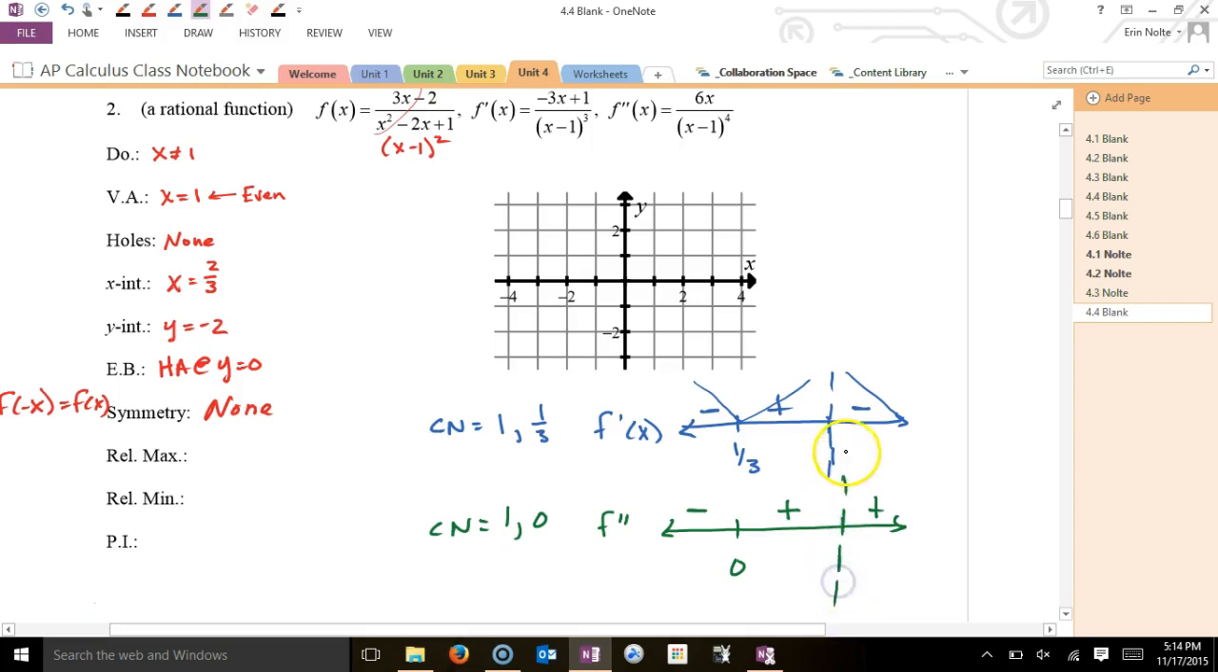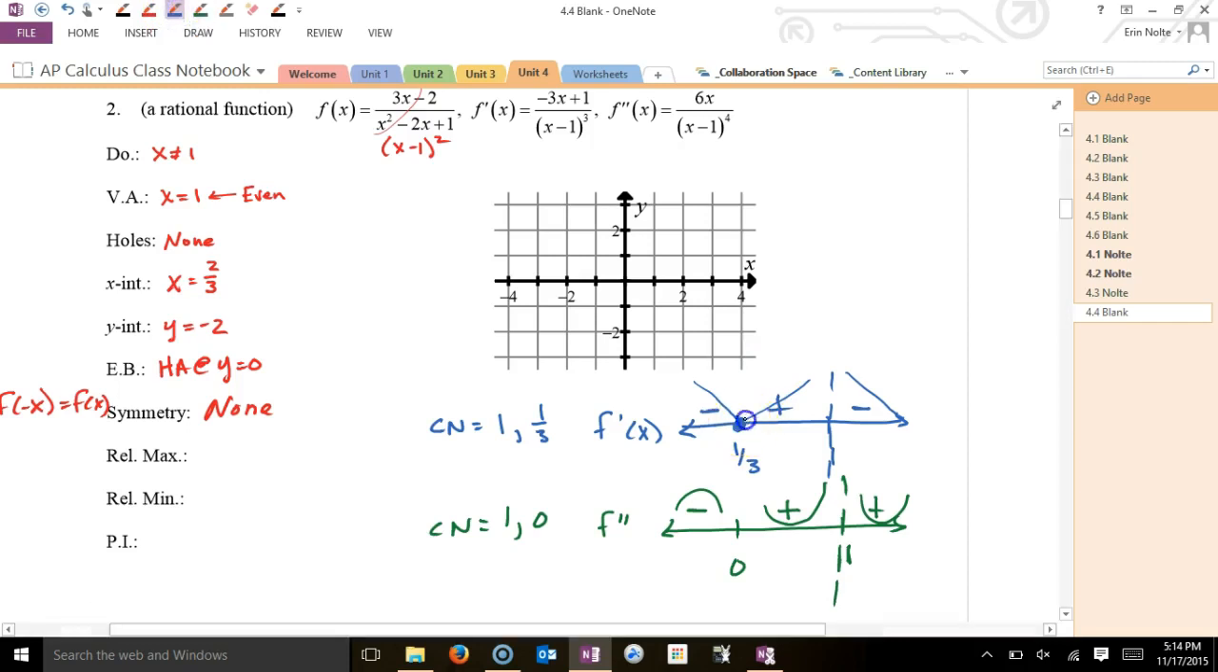So again, I have my vertical asymptote at 1. So I have a sad face, happy face, happy face. Okay, so kind of imagine my blue line is, for the most part, the right function, but with this curvature going on. Okay, all right, so if we take a look at this, let's go back to my blue to find my relative max and min.